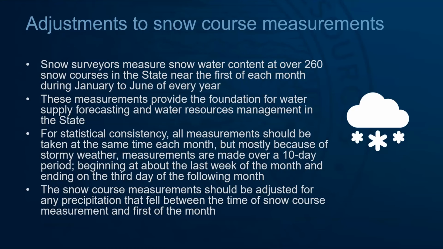Some of the adjustments we make to the snow course data when it comes in: first off, those snow courses are traditionally measured 4 times a year, in February, March, April, and May, focused around the first of the month. We use a 10-day measurement window for safety reasons, because you can't always get out there on certain days. So we use that 10-day window focused around the first of the month, which would be 7 days prior to the first of the month, and then up to the 3rd day of that month. We also make adjustments to the snow index calculations based on any precip that may have fallen after the snow course measurement was taken to get to first of the month conditions, and also vice versa if it was measured after the first.